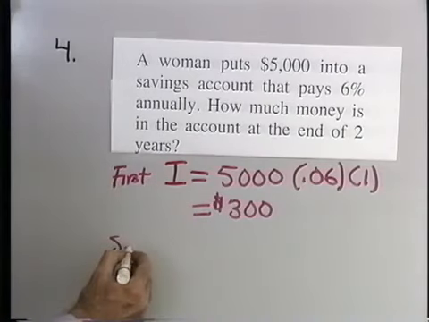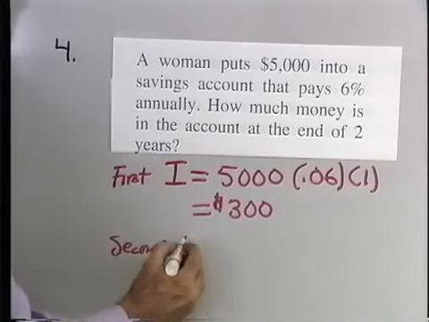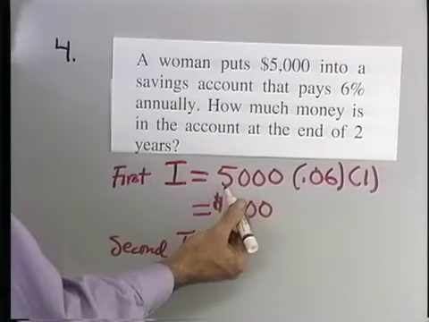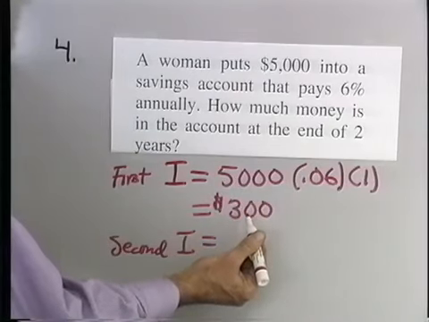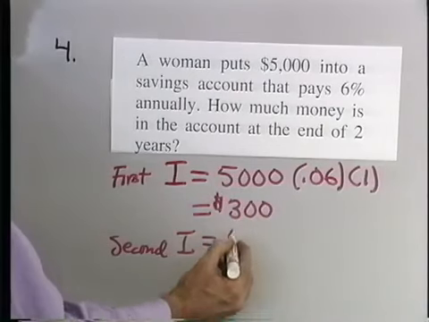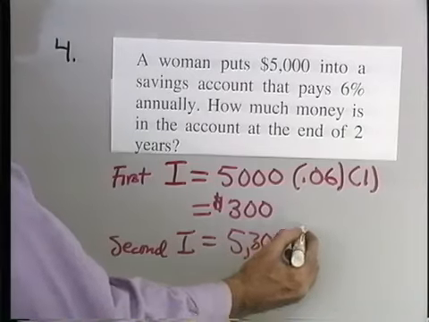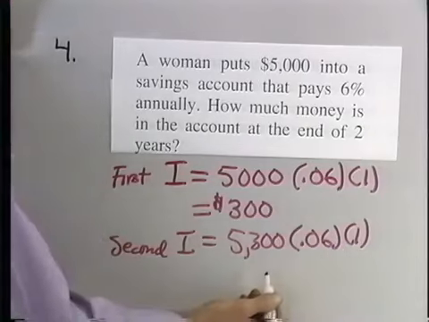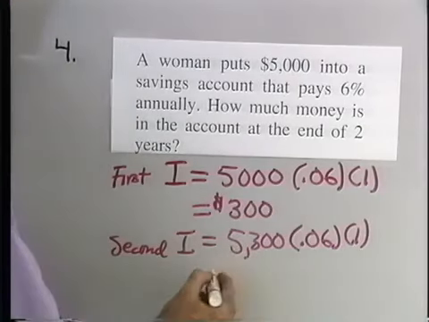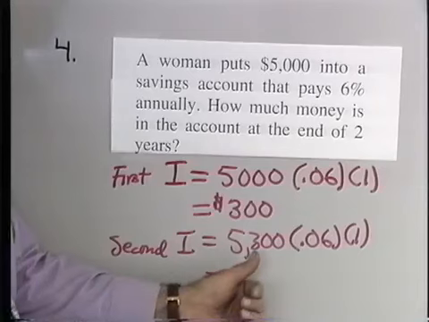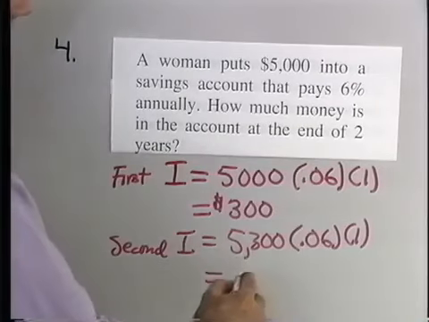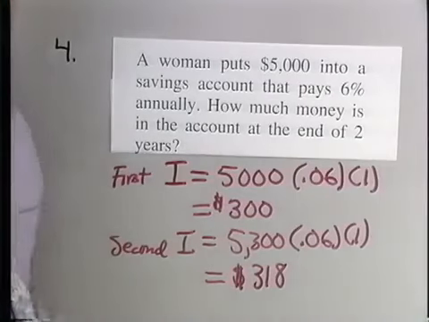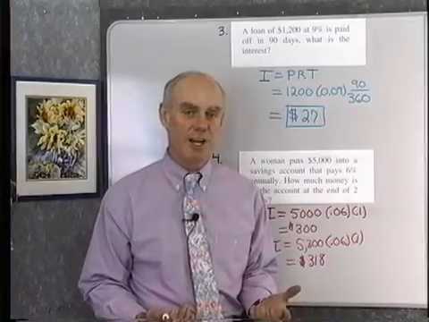Now, starting the second year, the interest is going to be the principal, which is the amount of money that was in the account at the end of the first year, plus the interest that was earned after 1 year. So now that's $5,300 times 0.06 times 1 year. So this time now I have 0.06 times 5,300. That comes out to be, let's see, 6 times 3 is 18. So I'm going to have $318.